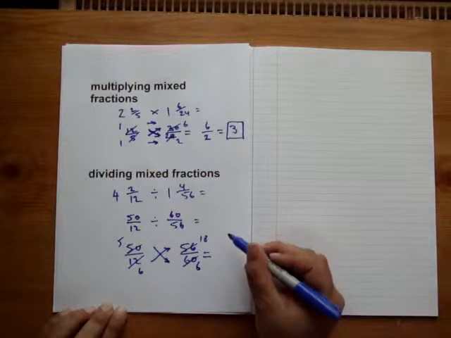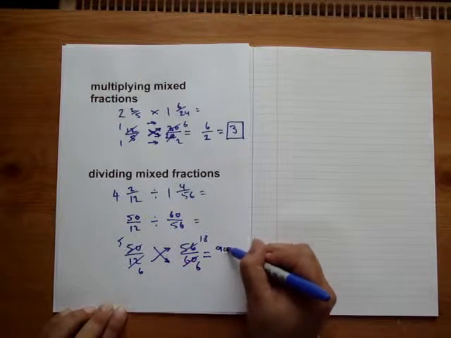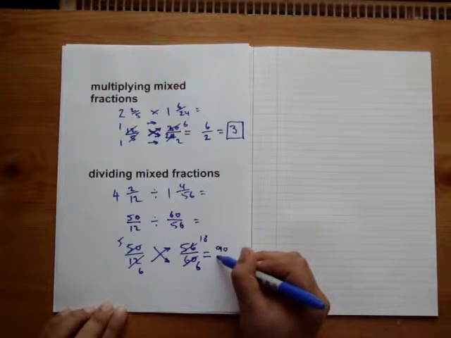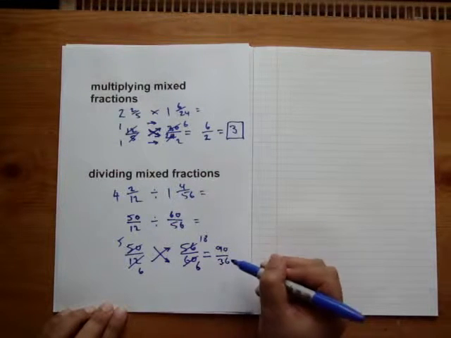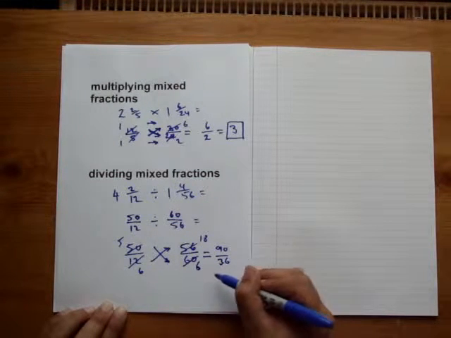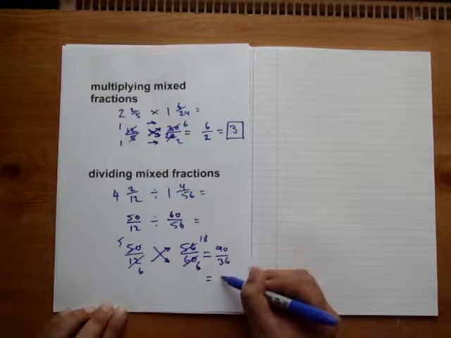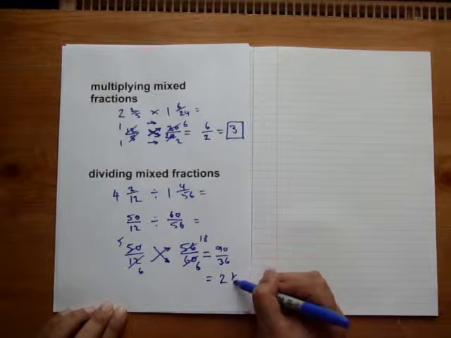5 times 18 is 90. And 6 times 6, 36. So that's an improper fraction. And when we convert into a proper fraction, we get 2.5.